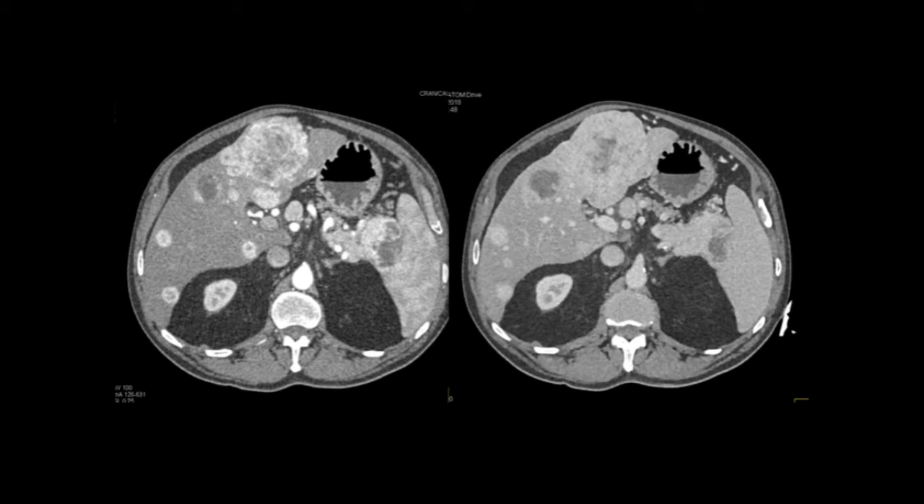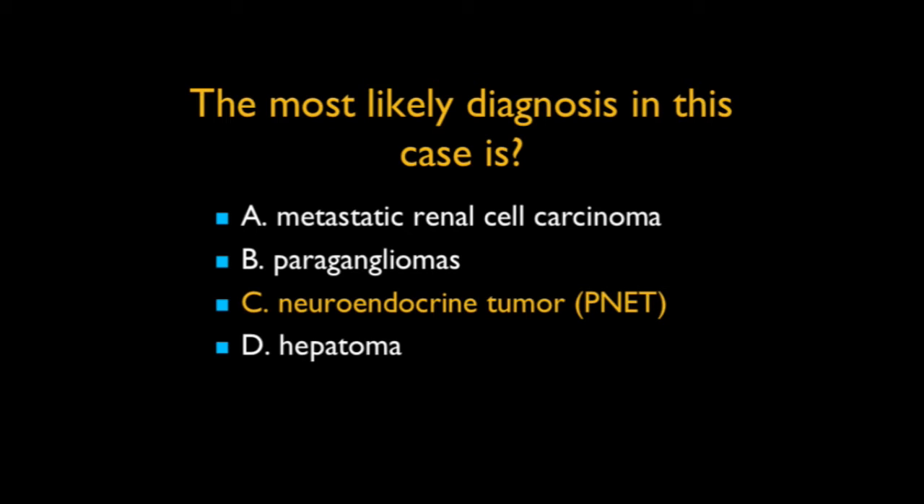Just a beautiful example. It's not metastatic renal cell, it's not a hepatoma. If I only had the liver, a hepatoma would indeed be a possibility. Paragangliomas or extraadrenal pheochromocytomas, they at times can metastasize, but they're not going to liver and to pancreas. Just a beautiful case study.